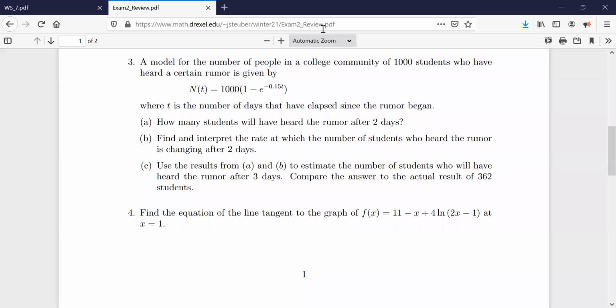So you literally just plug in 2 for t. This is just saying, what is N(2)? And that's going to be equal to 1,000(1 - e^(-0.3)). And you can plug that into the calculator to find what that is approximately equal to.